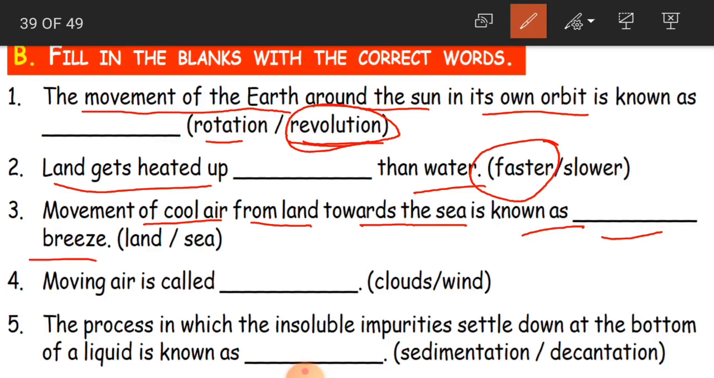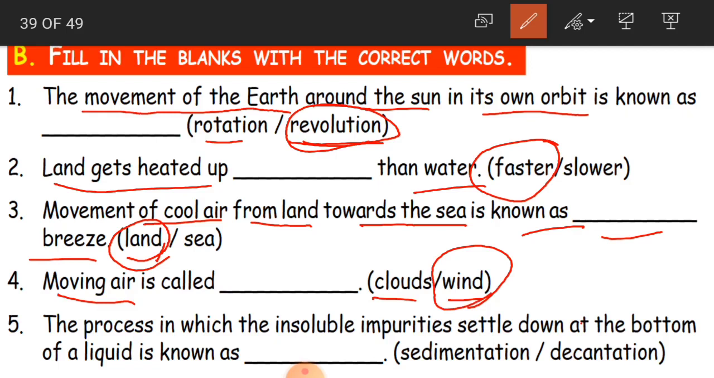So movement of cool air from land towards the sea is known as land breeze. And this we get in the nights. Land breeze. Okay, children, breeze is nothing but gentle moving air. And moving air is called what? Either clouds or wind? Yes, this is wind.